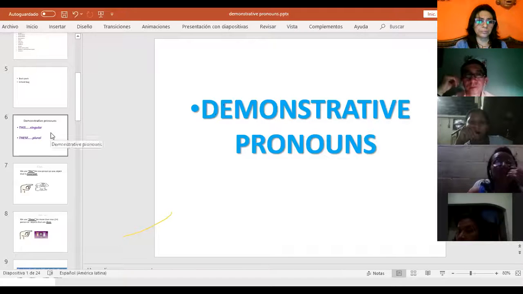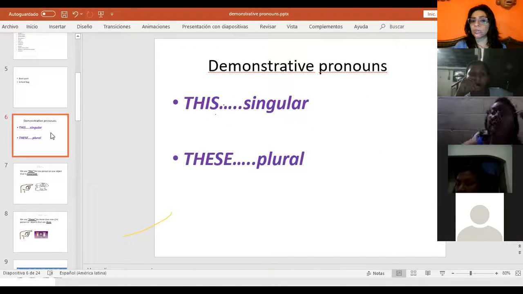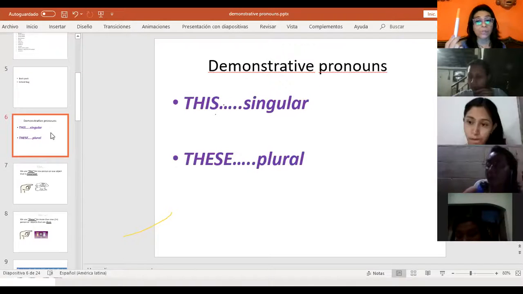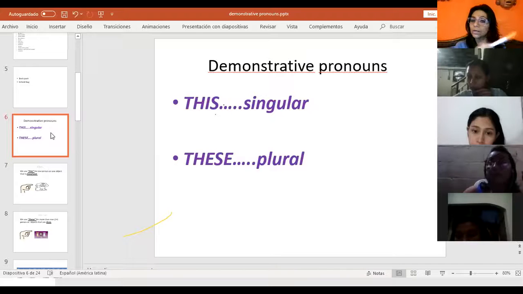Okay. So, yeah. We're talking about this and we're talking about these, okay? This is for singular and these is for plural. All right? So when I say this, it's always going to be is. This, for example, this is a marker. Y todo tiene que ir igual. Si yo digo this es uno, is es uno, a es uno y marker es uno. All right, todo va igual.